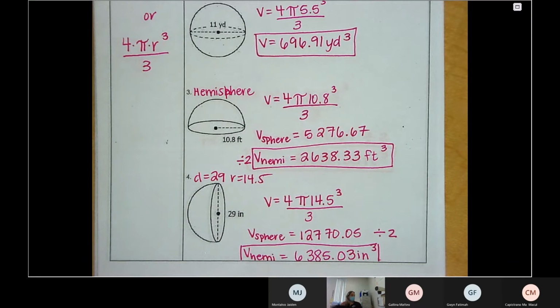Good question. Be careful with number 2 that you used 5.5 for your radius. And be careful for number 4 that you used 14.5 for your radius. I gave you the diameter in both of those, not the radius, so you had to take half. Okay, what other questions can I answer for you? Are we feeling pretty okay on spheres? It's not too hard because all I really have to do is plug in the radius. The rest of it's your calculator.